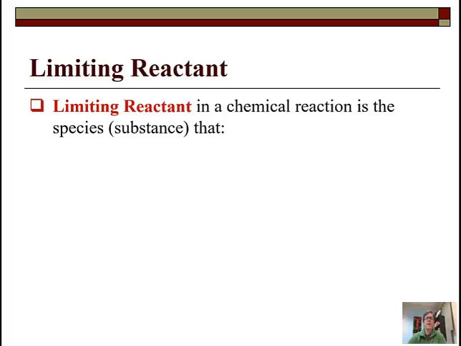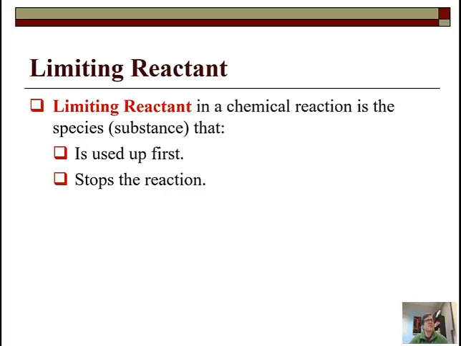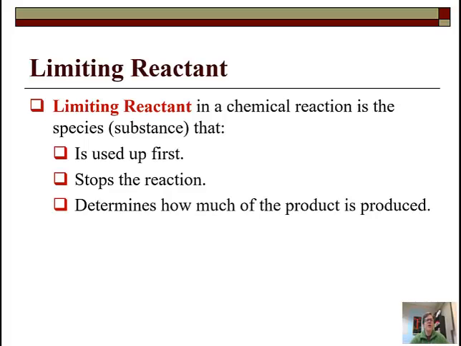Okay, so we can define a limiting reactant. We say the limiting reactant in a chemical reaction is the species or substance that is used up first, runs out. It will then stop the reaction, because once there's no more of it, we can't get the other reactant reacting with it. And it's also going to determine how much product is produced.